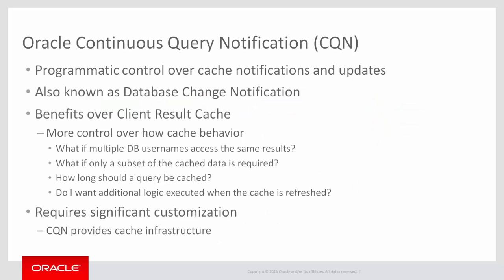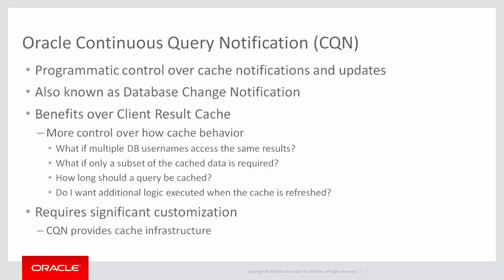Let's talk about the Oracle Continuous Query Notification. The Continuous Query Notification, or CQN, is different from the client result cache in that it's much more programmatic. You have a lot more control over how the cache works, what it does, and what you can do with it, what happens upon a change, things like that. Of course, that's the downside. You have much more control, which means that you have to do much more to control it. You have to add more application logic. So the benefit is that it's more programmatic. The downside is that it's more programmatic. This feature was also known as database change notification at one time. So if I talk about database change notification or CQN, I'm just talking about the same things.